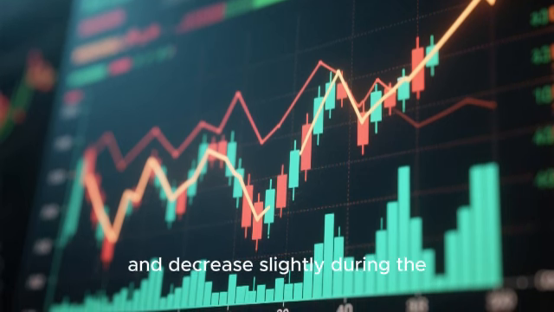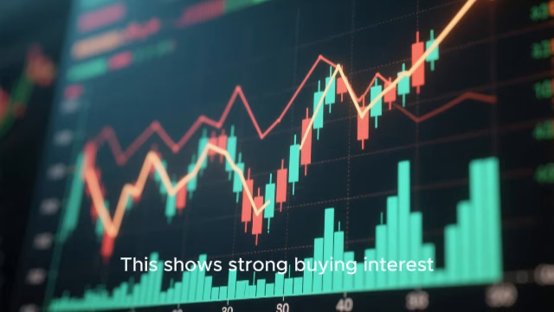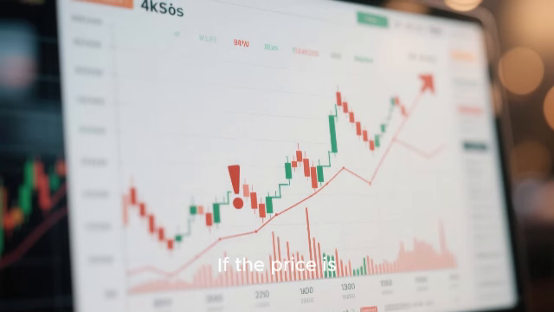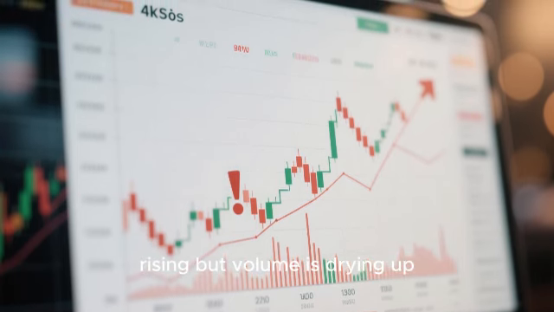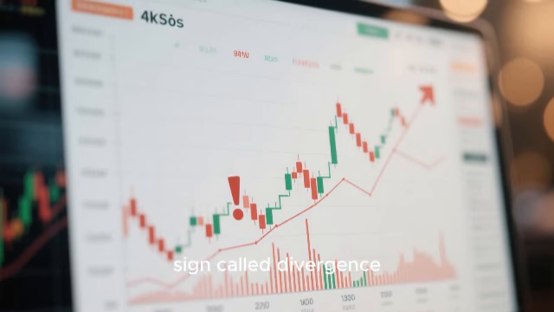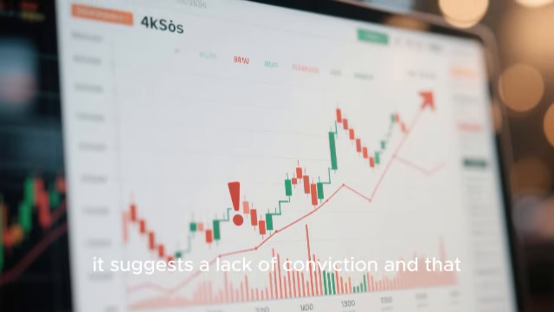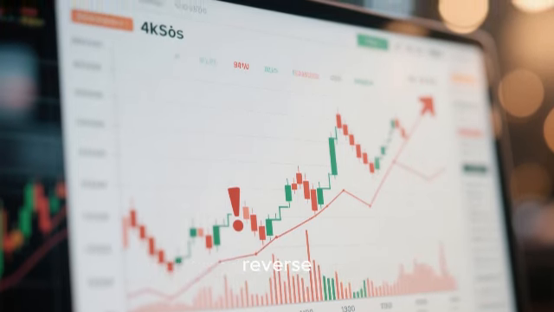and decrease slightly during the pullbacks. This shows strong buying interest. If the price is rising but volume is drying up, that's a major warning sign called divergence. It suggests a lack of conviction, and that the trend may be about to reverse.